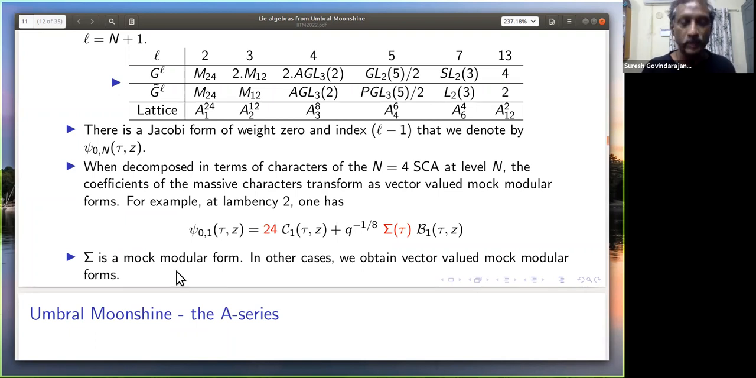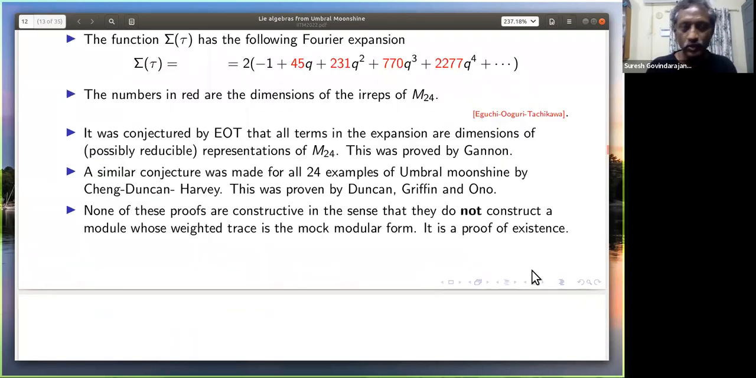This goes back to the work of Ramanujan on theta series, where he had written some mysterious theta series, which we understood only fairly recently through the thesis of Zwegers. And in all the other cases, here we got only one sigma, but in all the other cases you will get n sigmas, so that we obtain vector valued mock modular forms. It's just that you put them all in an n dimensional vector. That's all. Okay, so some more details.